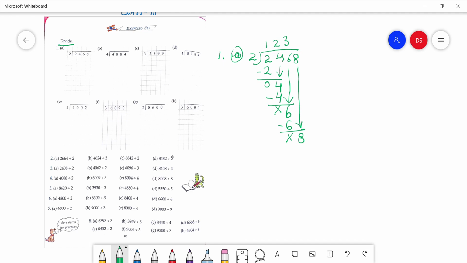2 fours are 8. Children, as I already told you, the answer which we get on this side is called quotient. So we can write the answer. In the division sums, the quotient is called the answer. Here the quotient is 1234. Now we will do next sum.